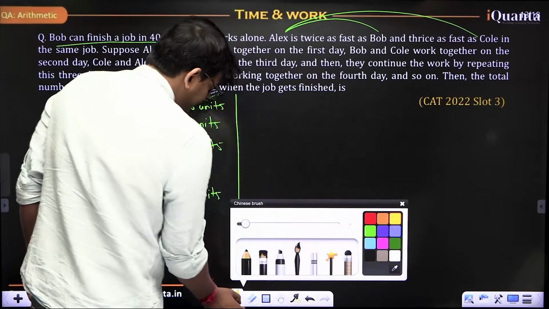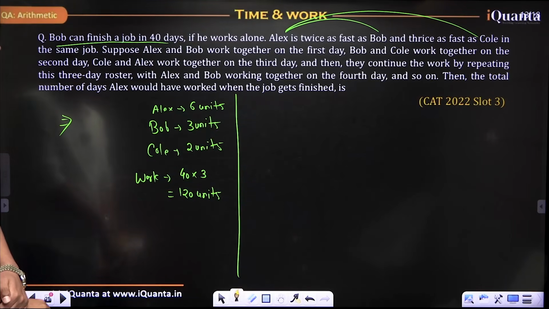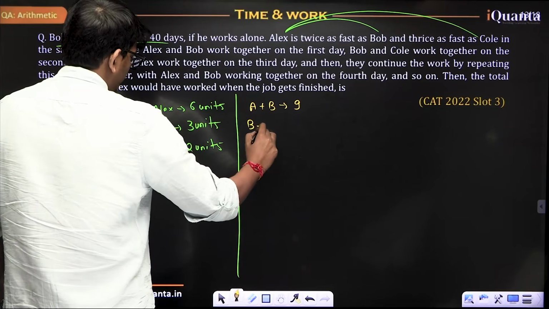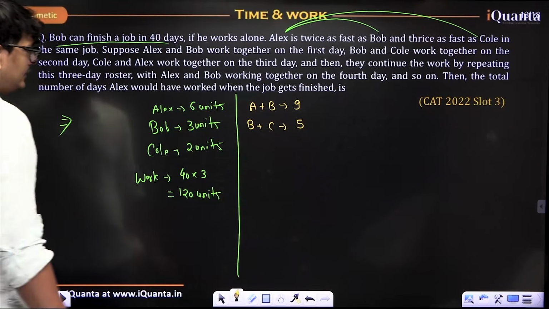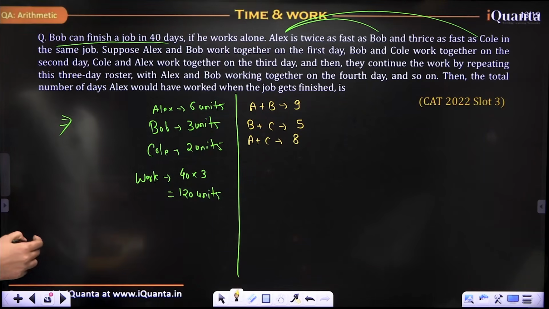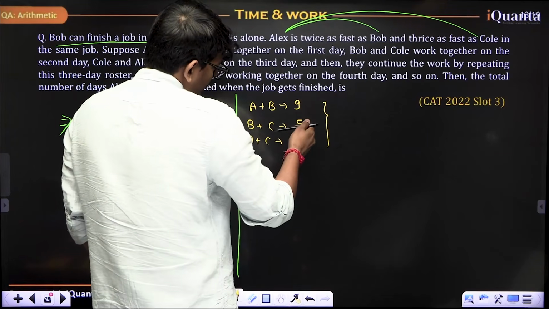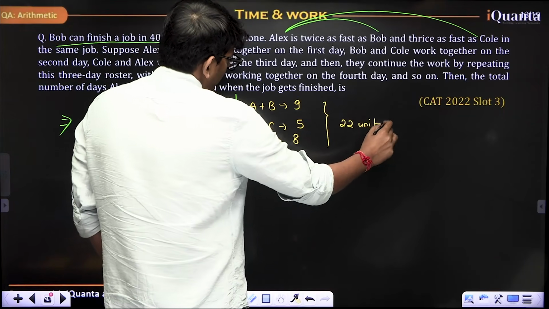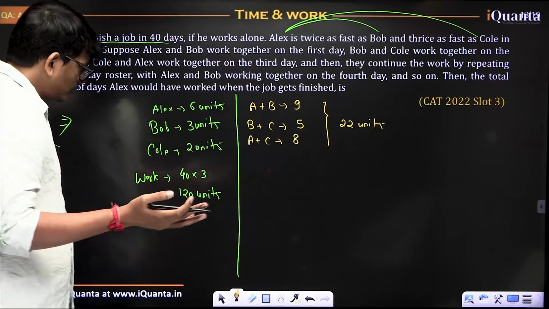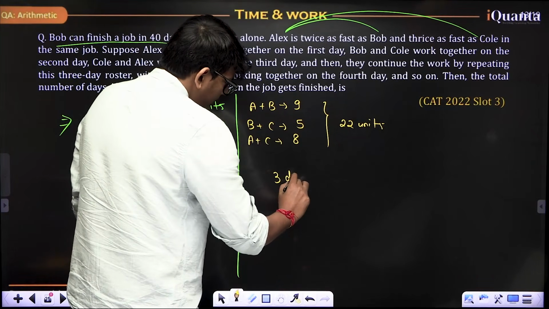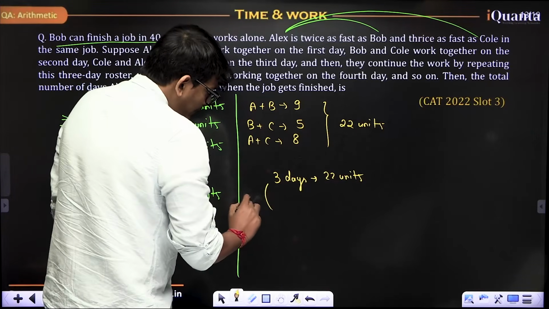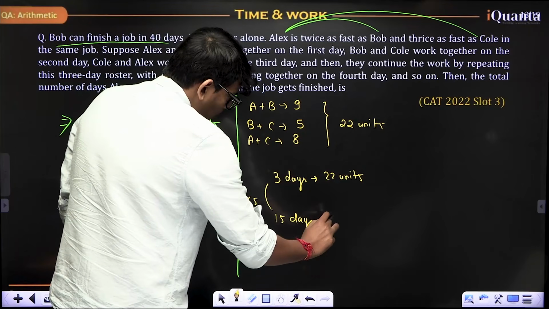Next part. A and B work together on the first day. So A plus B, that means 9 units of work. B and C on the second day, 5 units. A and C, 8 units. Then they continue to work by repeating this 3-day roster. So if you observe in 3 days how much work has been done. 9 plus 5, 14 plus 8, 22 units has been done in 3 days, right? Then the total number of days Alex would have worked when the job gets finished. Okay, let's understand this. In 3 days, 22 units of work has been done. I need to reach 120 units. So if I multiply by 5, I can say 15 days. In 15 days, 110 units of work has been done.